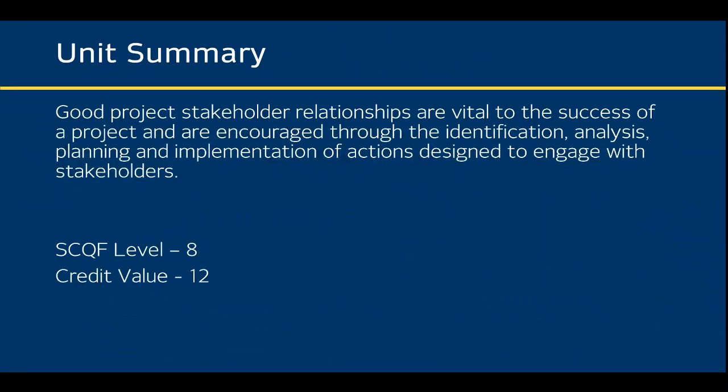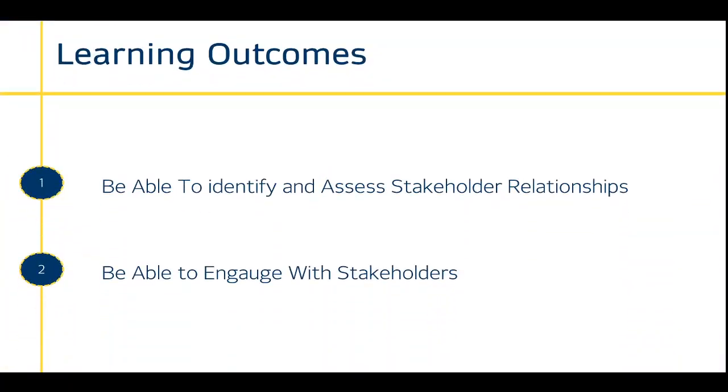Looking at the unit description in the unit guide, it states that good project stakeholder relationships are vital to the success of a project and are encouraged through identification, analysis, planning and implementation of actions designed to engage with stakeholders. This unit is at SCQF Level 8 and there are 12 credit values associated with this unit. This unit has two learning outcomes. The first is being able to identify and assess stakeholder relationships, and the second is being able to engage with stakeholders.